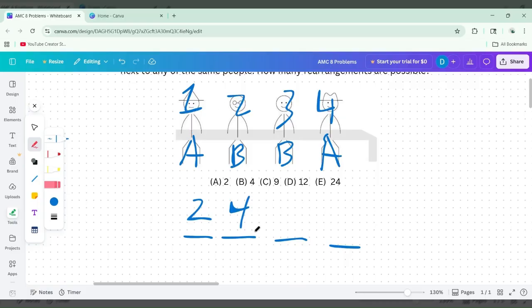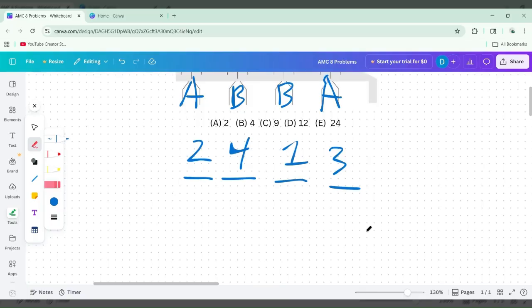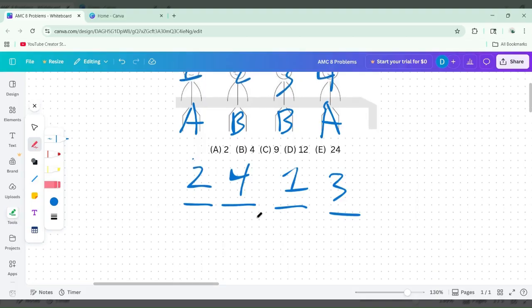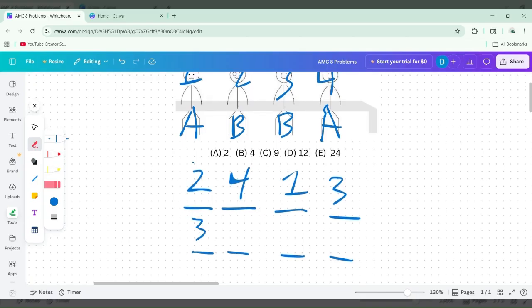That means person 1 has to be in the third chair. This person 4 cannot be next to person 3. And finally, person 3 is in the final seat. And that does work. That arrangement does work. Now, this is the only arrangement that works for an arrangement that starts with number 2. Now we are going to have the arrangement that starts with number 3, and this will just be the second arrangement.